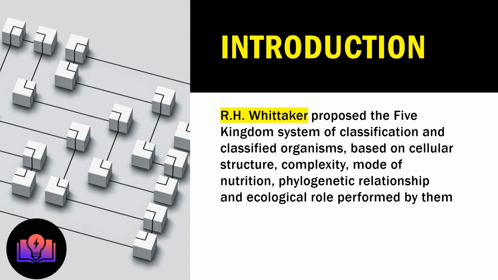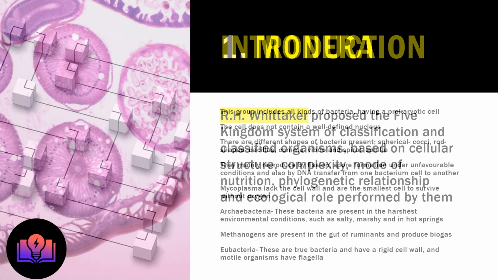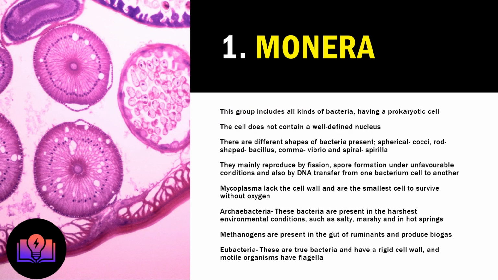Linnaeus gave the two-kingdom system of classification and divided living organisms into Plantae and Animalia. R. H. Whittaker proposed the five-kingdom system of classification and classified organisms based on cellular structure, complexity, mode of nutrition, phylogenetic relationship, and ecological role performed by them. Whittaker divided organisms into Monera, Protista, Fungi, Plantae, and Animalia.